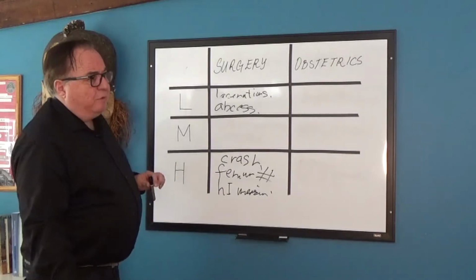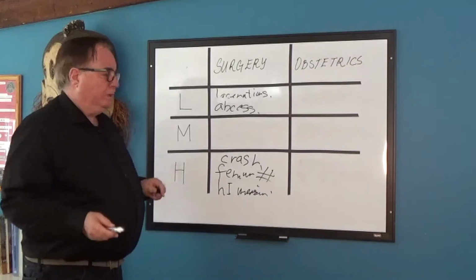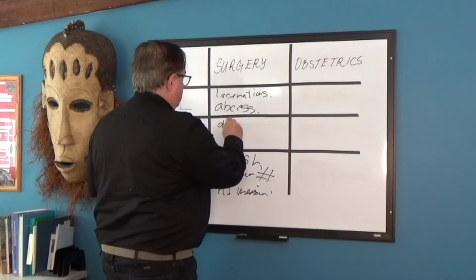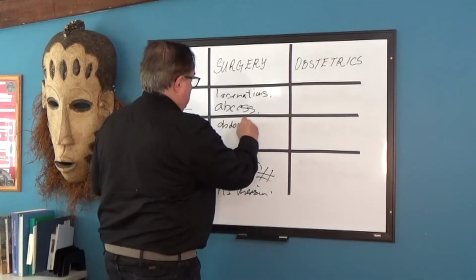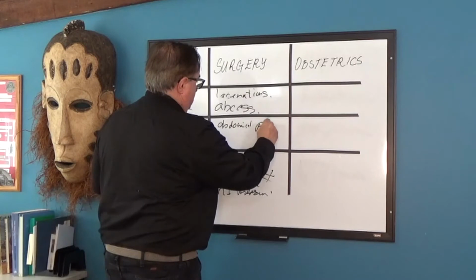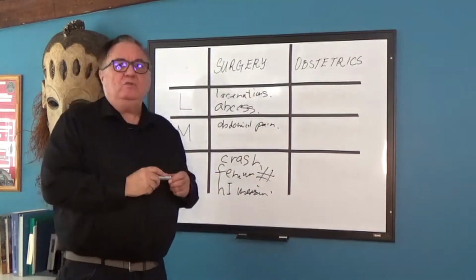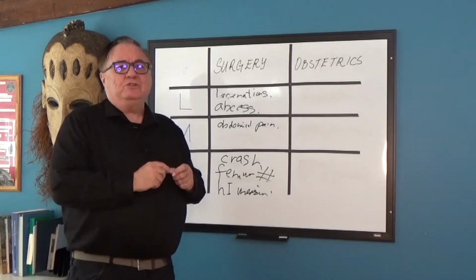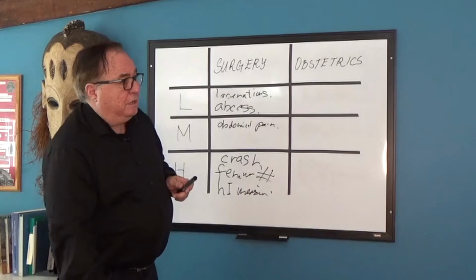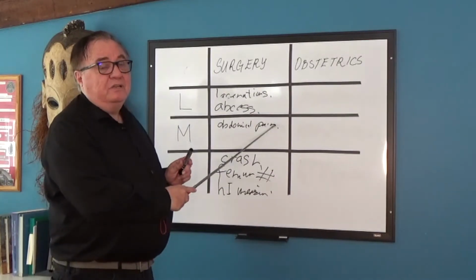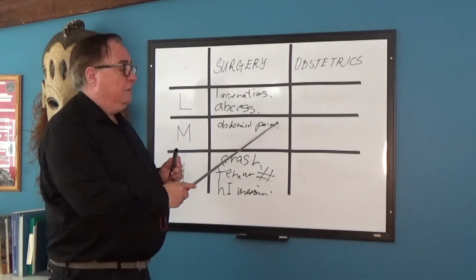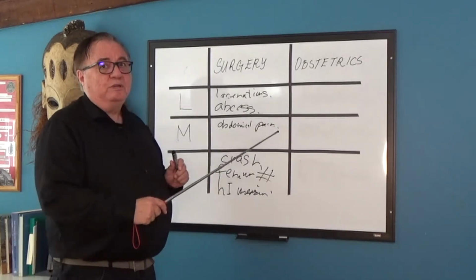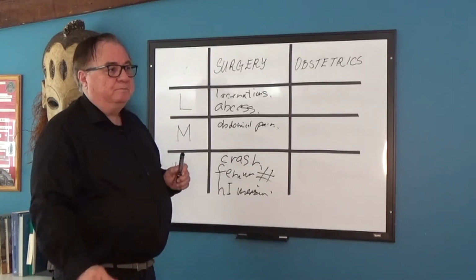So what's medium risk surgery? You will see a lot of abdominal pain. In those abdominal pain patients, there will be worms. There will be gastroenteritis. But there will also be appendicitis. There will also be bowel obstruction. If somebody with abdominal pain is not getting better with your local treatment in 24 hours, they need to be referred.